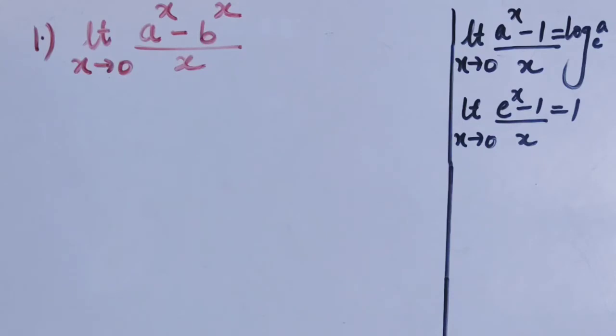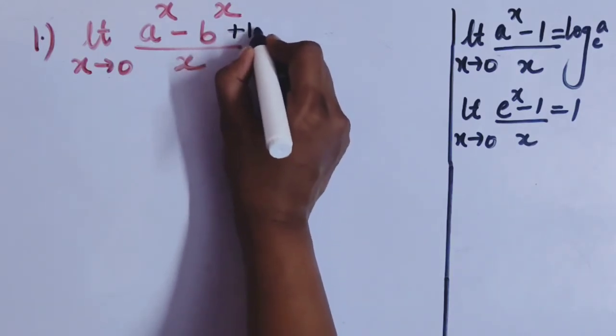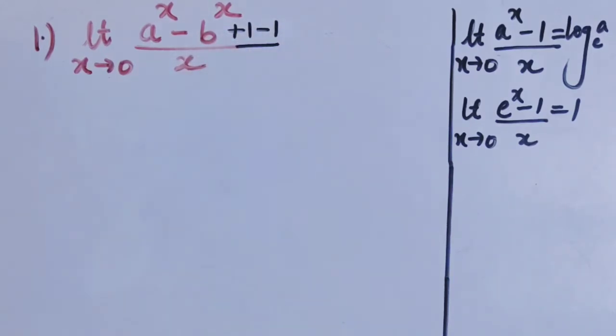Now see students, we are going to do some questions based on the exponential limit. What is our first question? Limit x tends to 0, a raised to the power x minus b raised to the power x upon x. Now see here, if I add 1 and subtract 1, will there be any effect? No, not at all. There will be no effect. But what will happen? Our purpose will be solved.